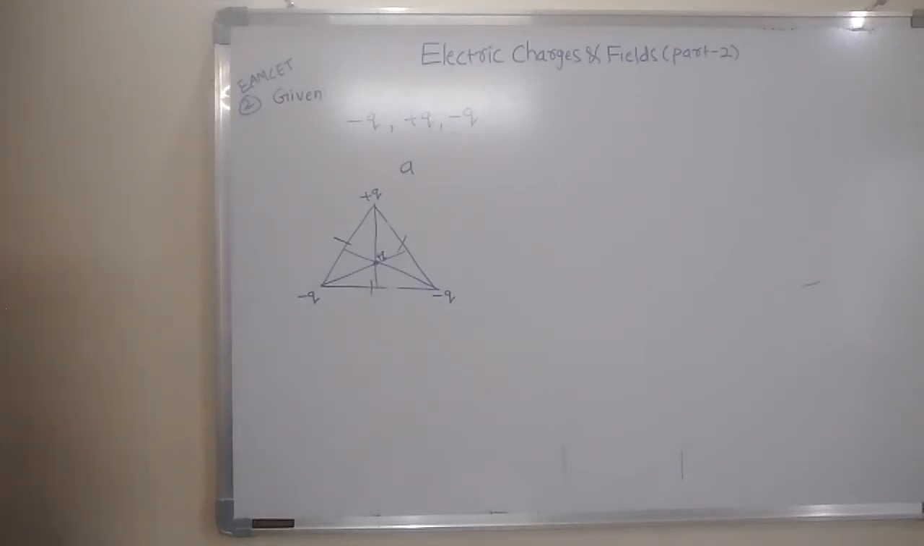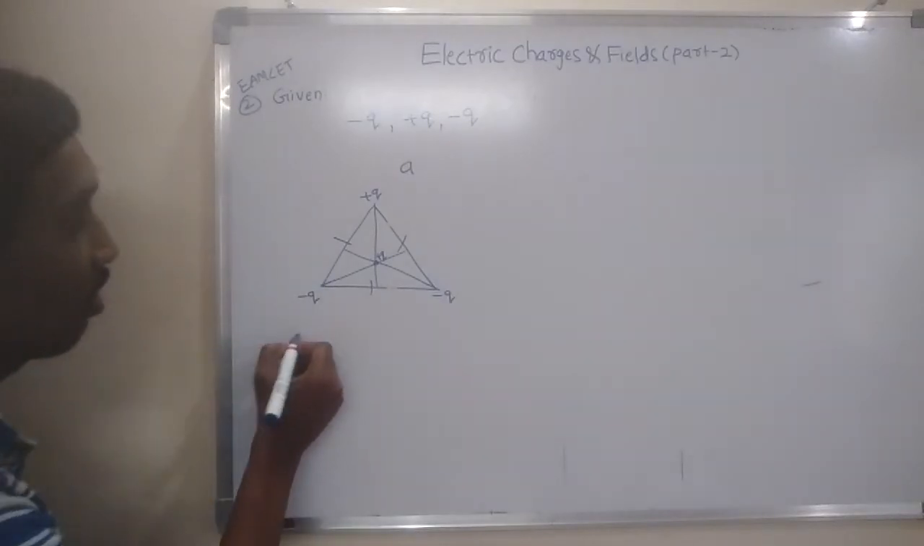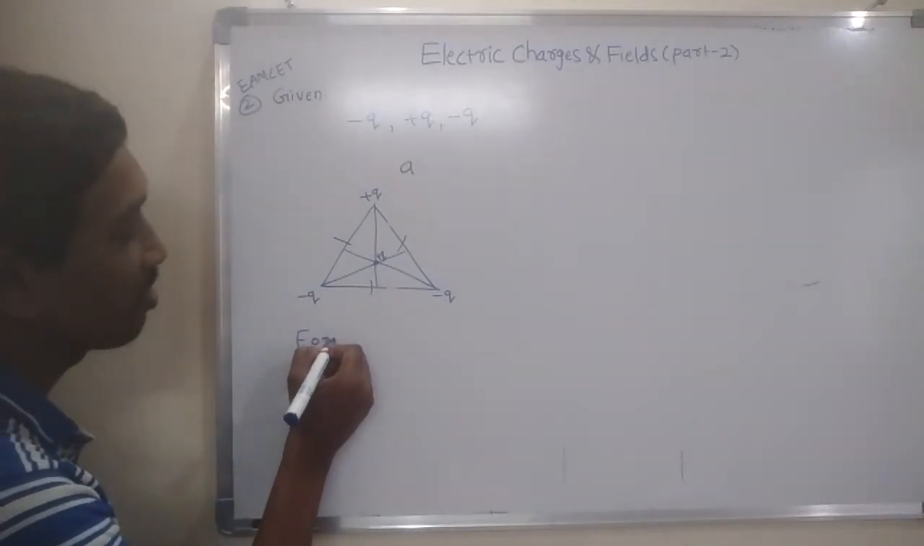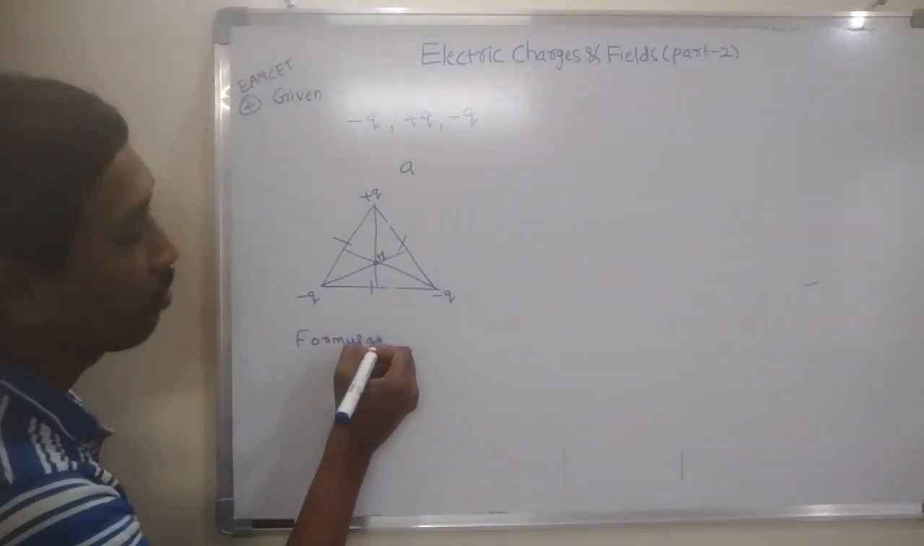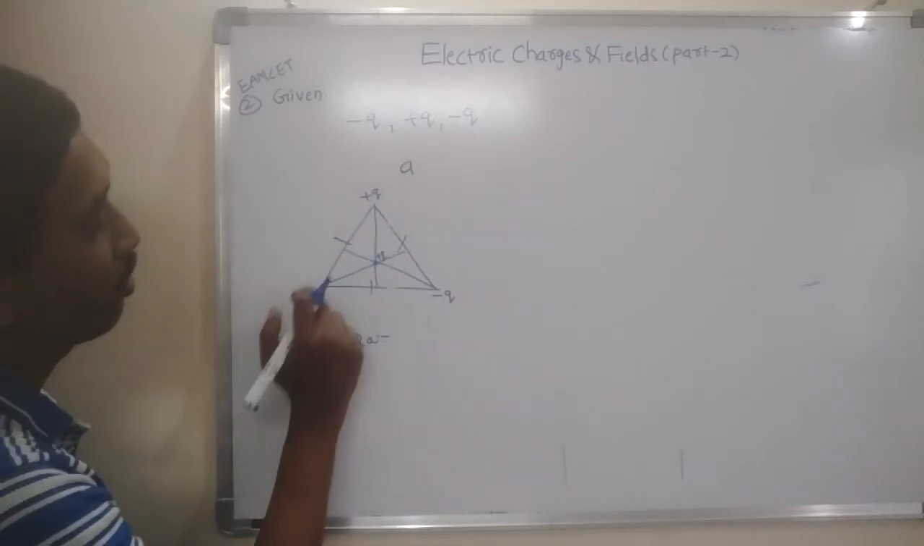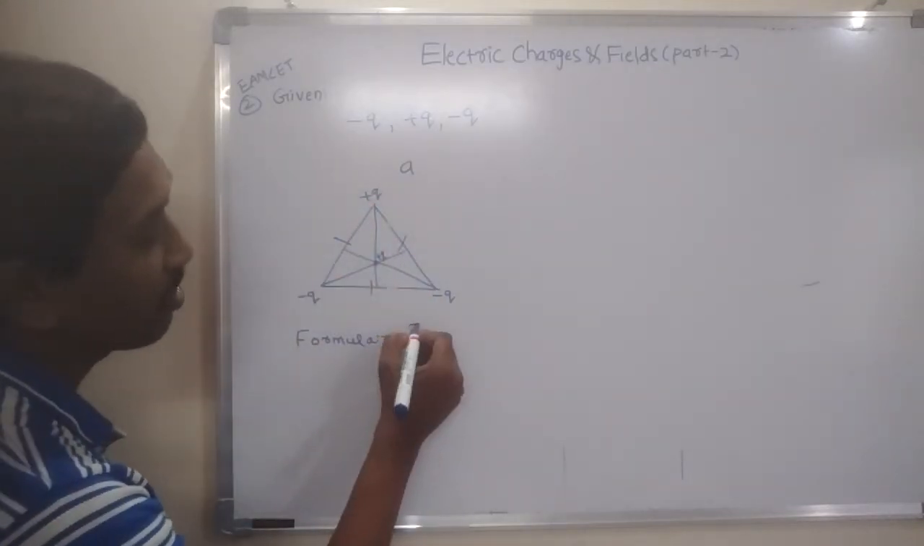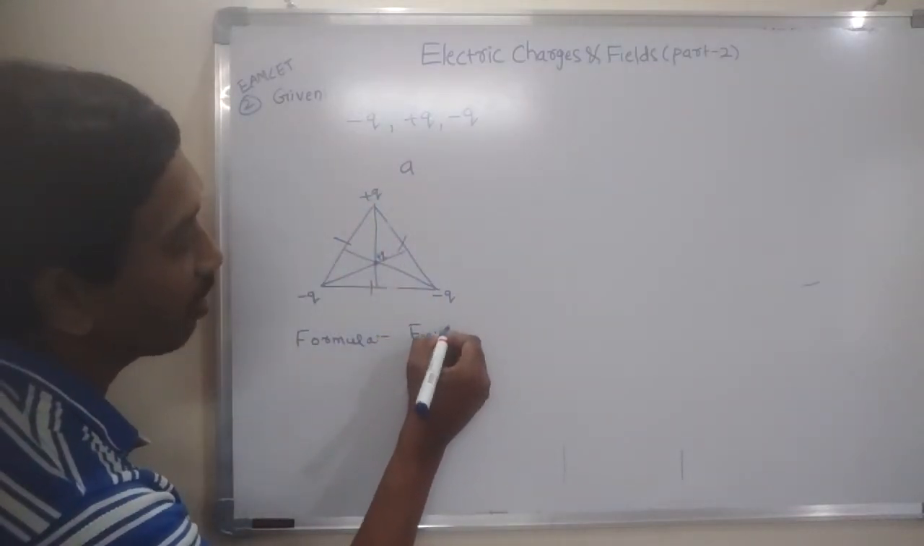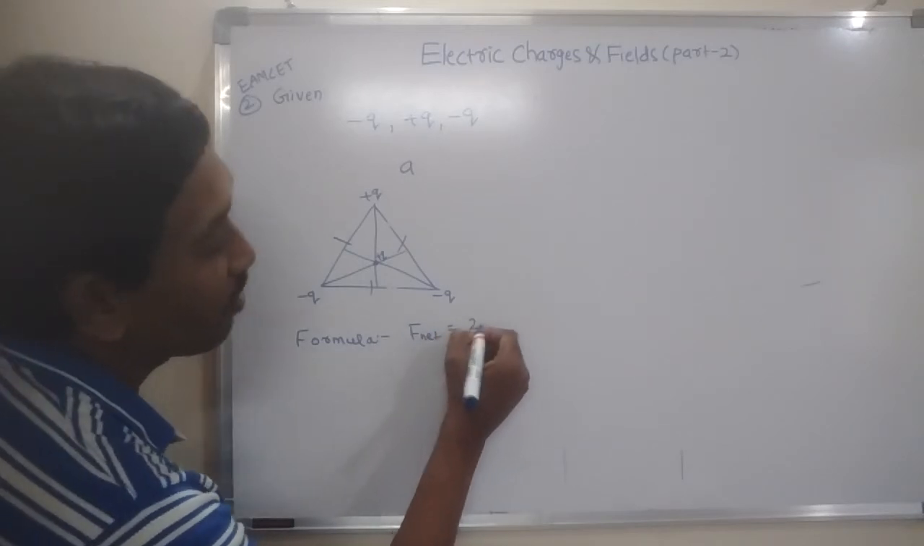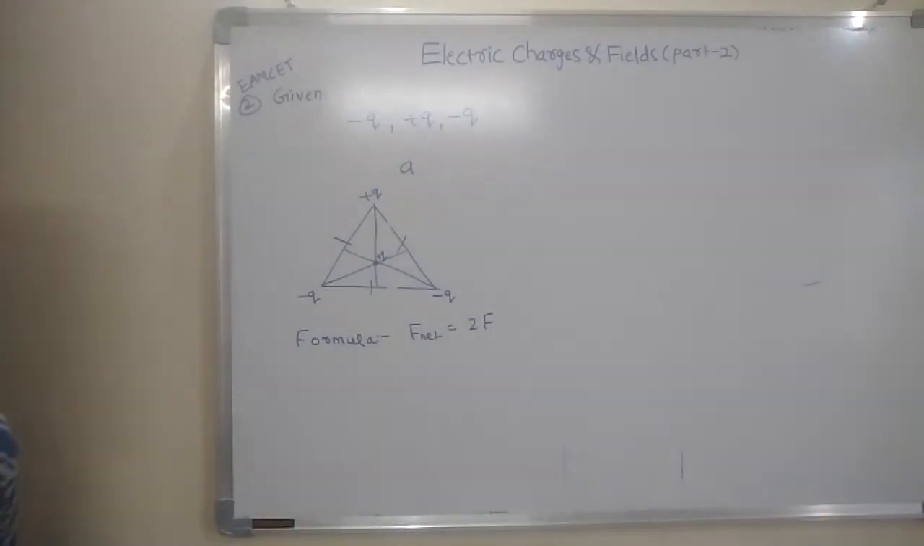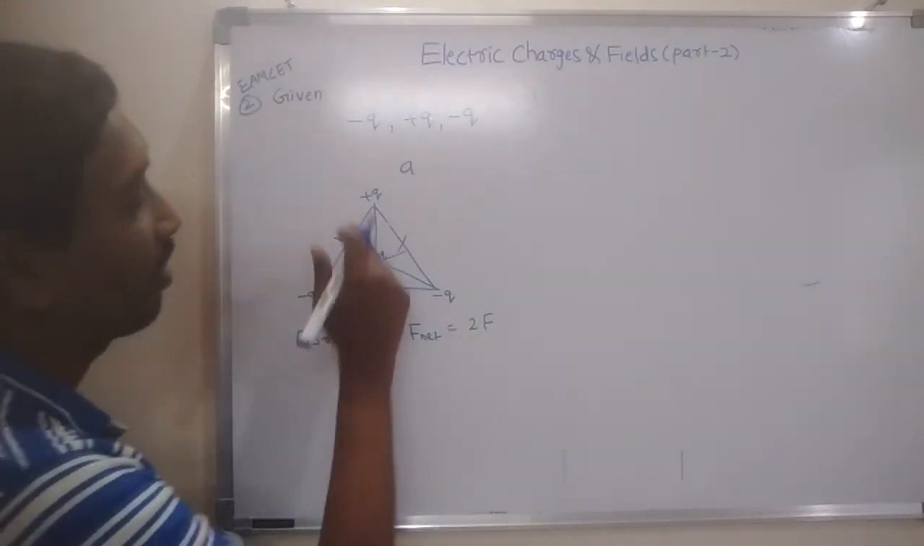So here, asking at the center, what is the formula? Actually, I already explained this application: 2 negative, 1 positive, or 2 positive, 1 negative. For this system, the net force at the center of the triangle is 2F. What is the formula for F?